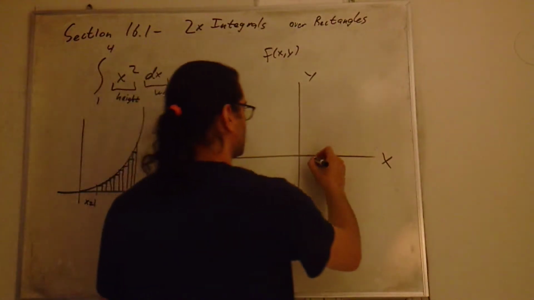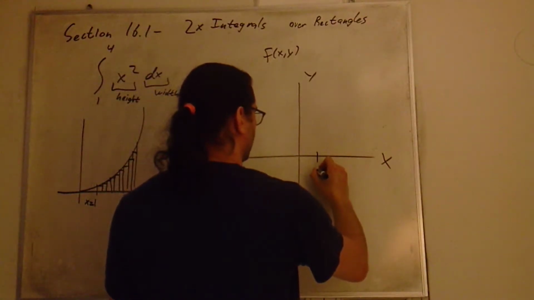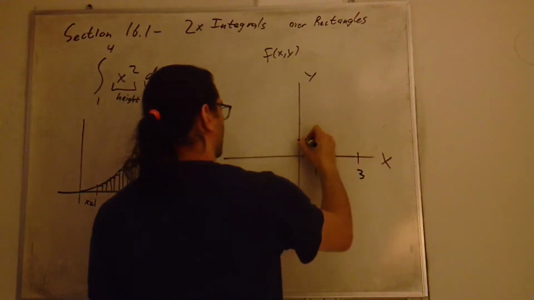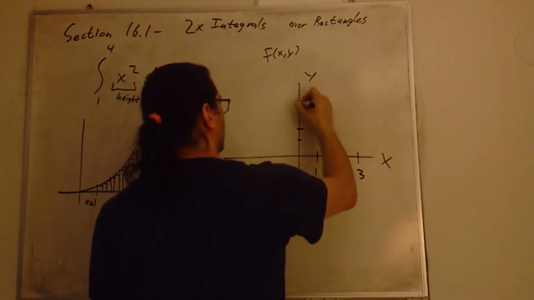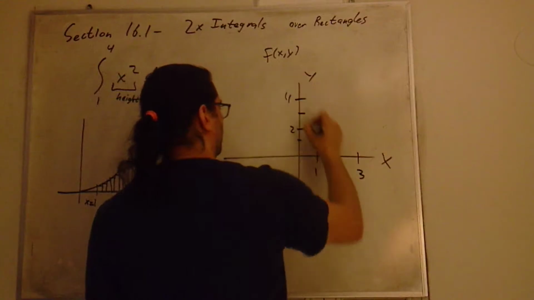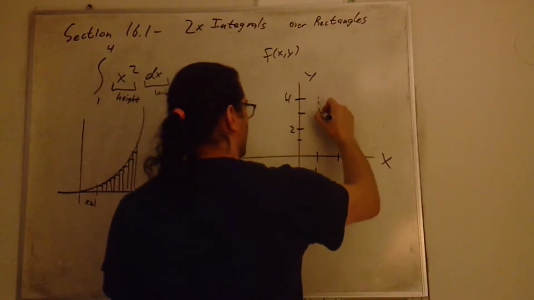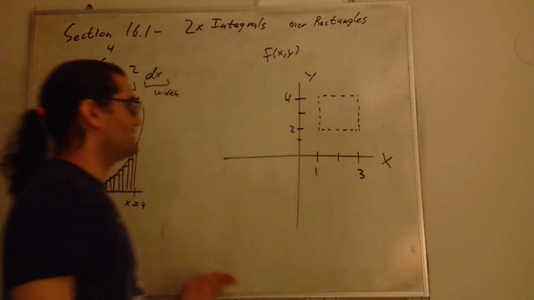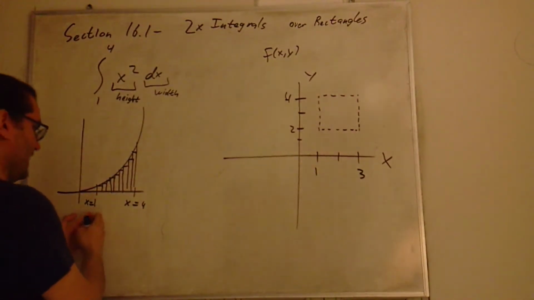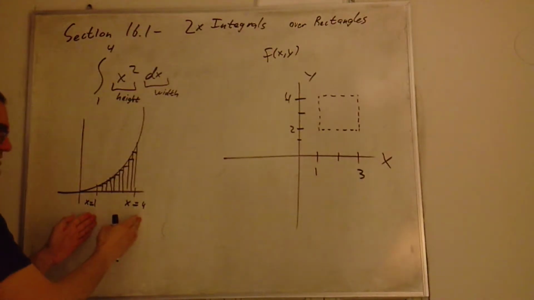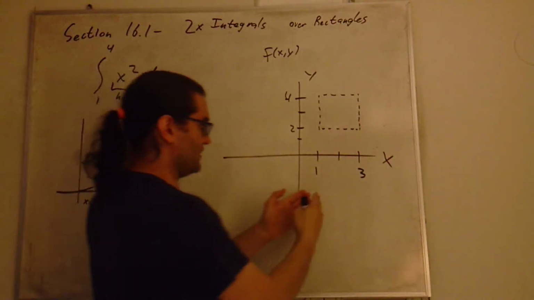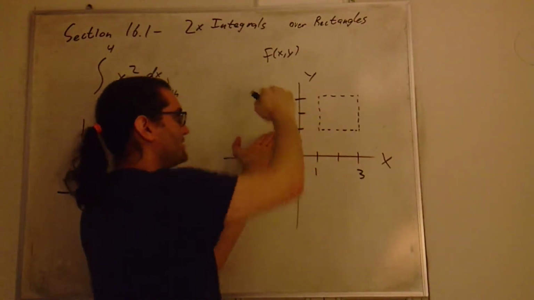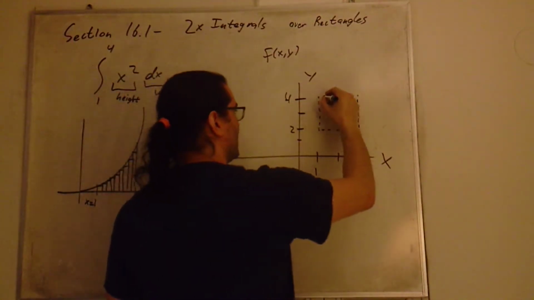So if we're interested to see what's happening when x goes from 1 to 3 and y goes from 2 to 4, this is now the region we're dealing with. Instead of the region we're dealing with being an interval on one axis, the region we're going to deal with is two intervals across two axes. It's going to make an area.